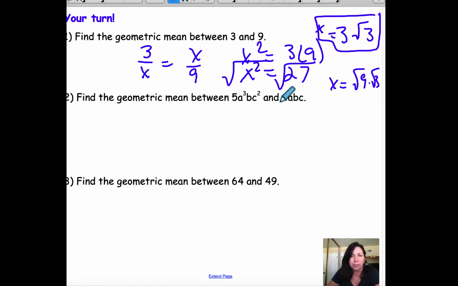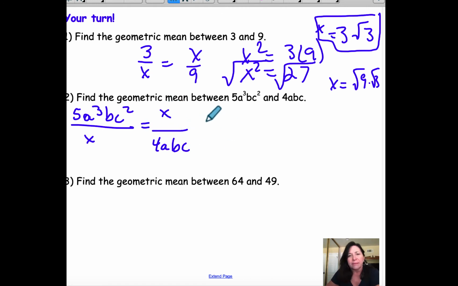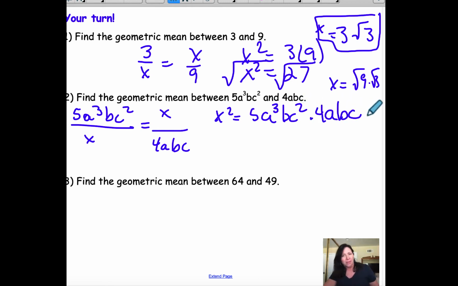Find the geometric mean between these two values. You've got 5a cubed bc squared over x is equal to x over 4abc. So we're going to go x squared is equal to this times that, 5a cubed bc squared times 4abc. Now, when I square root both sides, it's going to cut all my exponents in half, because remember, a root is a half power.